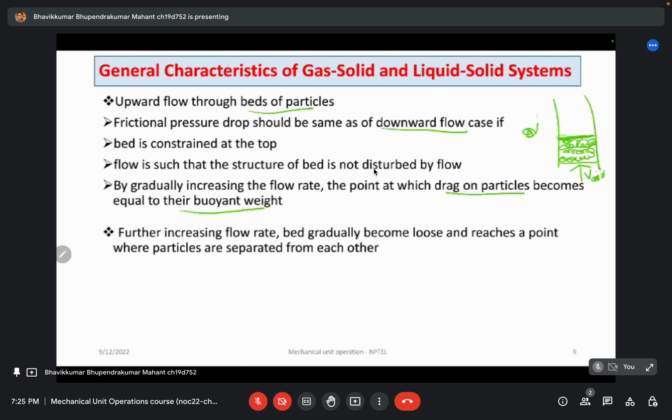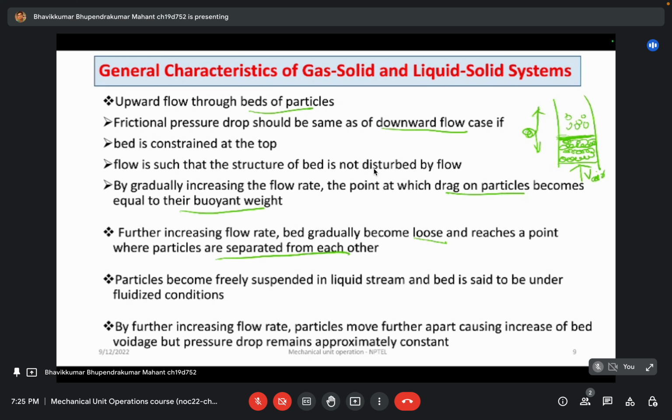So the drag on the particle is equal to the buoyant weight. And after that, if you further increase the flow rate, then the bed gradually becomes loose and reaches a point where particles are separated from each other. Then particles start to separate from each other a little bit, they will float, and fluidization occurs. Once particles are separated from each other, they become freely suspended in the fluid stream, and the bed is said to be under fluidized conditions.